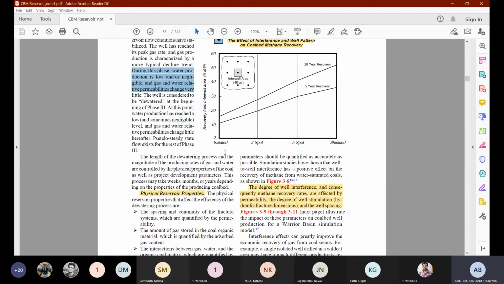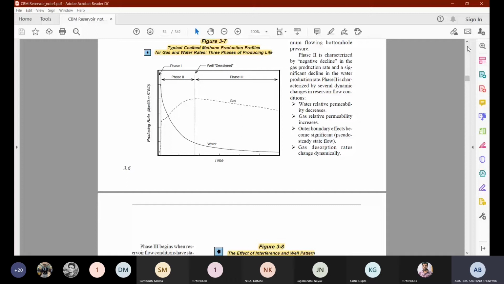So the length of the dewatering process and the magnitude of the producing rates of the gas and water are controlled by the physical properties of the coal as well as the project development parameters. What are these two? I am coming just after this. This process may take weeks, months or years depending on the properties of the producing coal bed reservoir. So this is a typical reservoir characteristic for production. Now I'm coming to the properties and the project design.